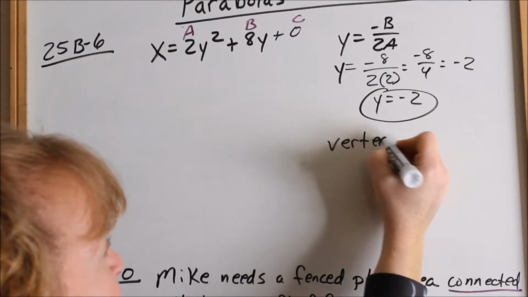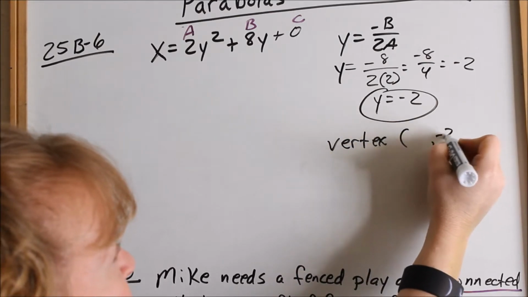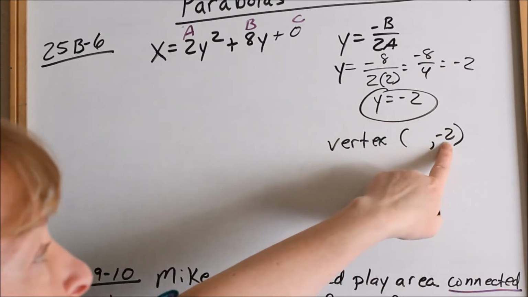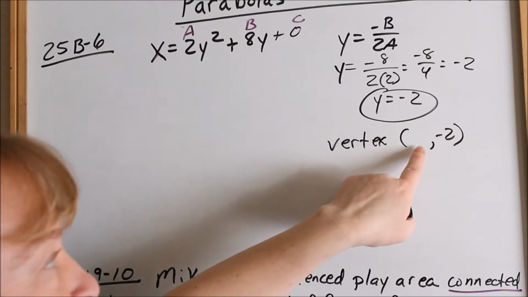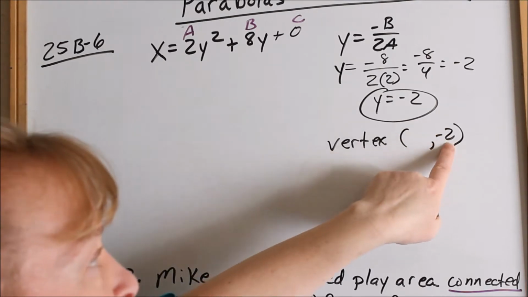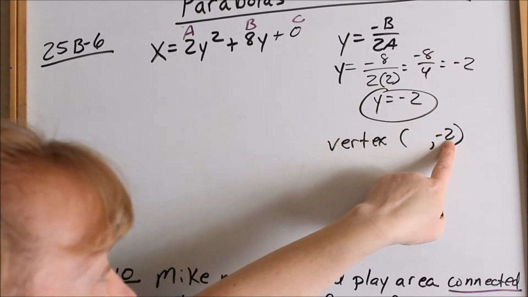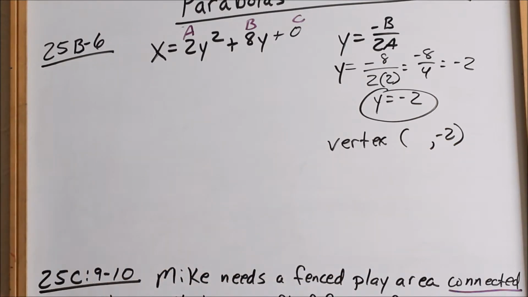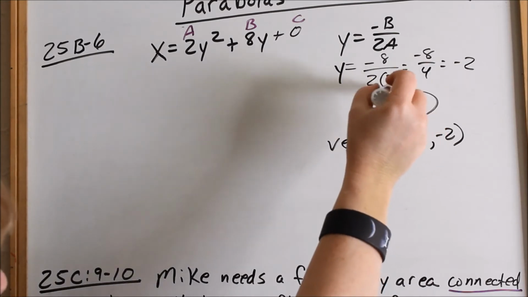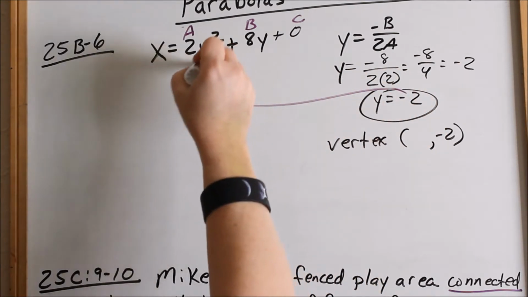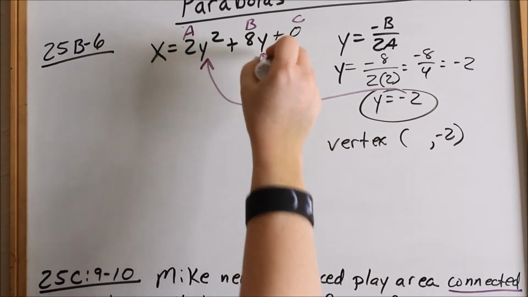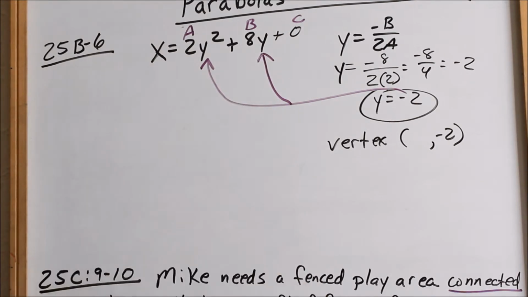When you're writing this, for the coordinates of your vertex, make sure you put your negative 2 in the y position. Remember, coordinates are x and then y. So that is my y value of the coordinate. In order to find my x value of the coordinate, I take this value and plug it in everywhere that I see a y to determine my x value.